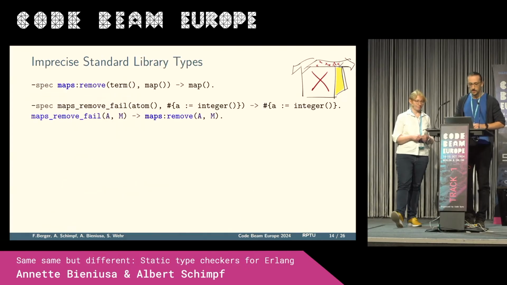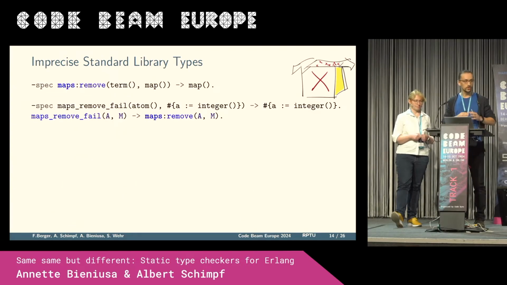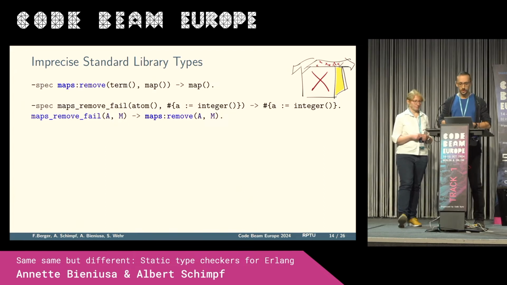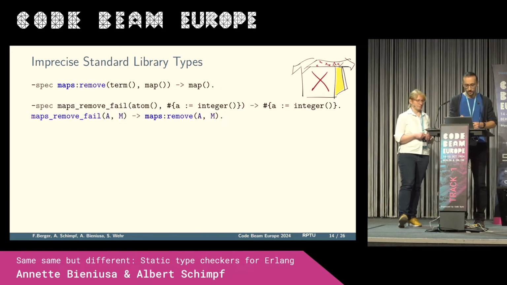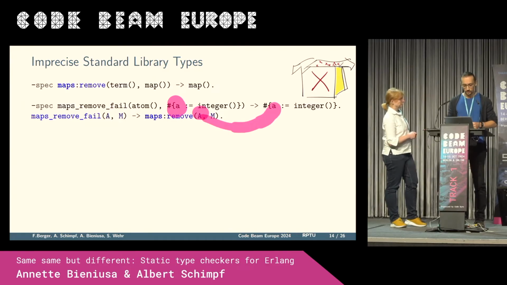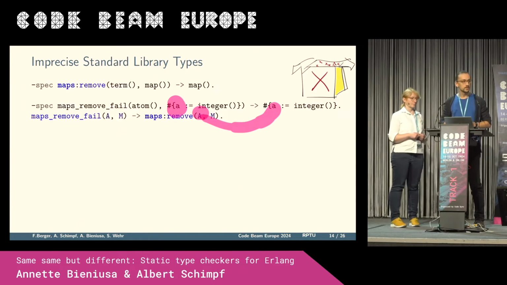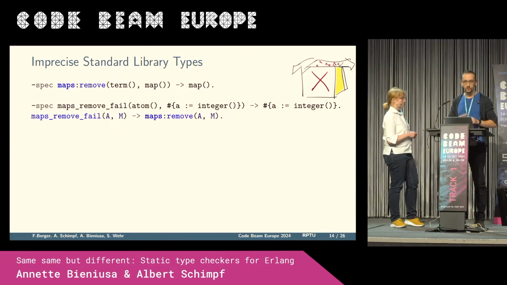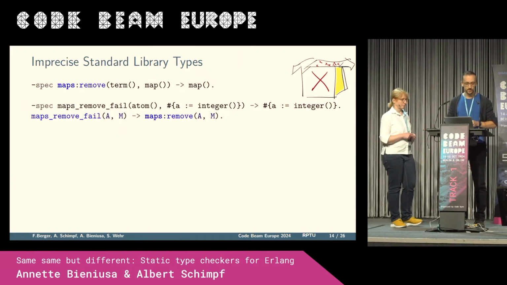Another case are imprecise standard library types, which all type checkers until now had to face at some point or another, including us and eqWAlizer. And they took the approach that this function, a map that contains an atom key, and when we remove that key, the map cannot possibly have that entry, and this test case should fail because the output should not contain the mapping to A anymore. And eqWAlizer says we can do this, this should fail.